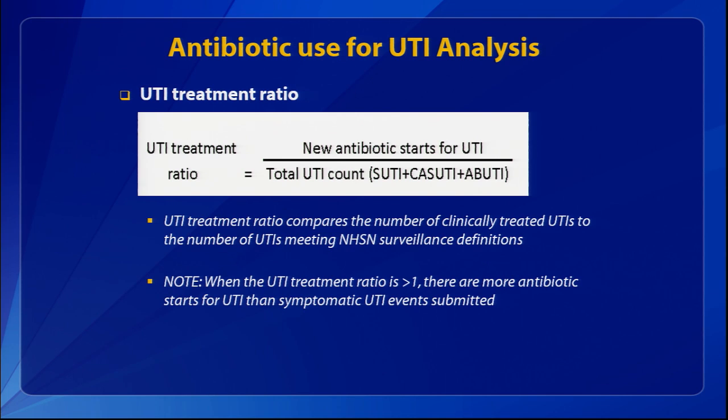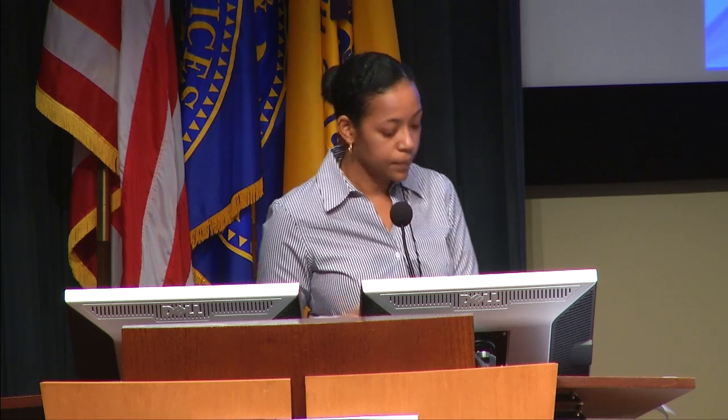And finally, the UTI treatment ratio. This compares the number of clinically treated UTIs to the number of UTIs meeting the NHSN surveillance definition. So if we think about this, when the treatment ratio is greater than 1, that means that more antibiotics were started for UTIs that did not meet the NHSN surveillance definition. And this would be important if you want to look at your antibiotic stewardship, how your facilities are actually using antibiotics for UTIs and if they're being used appropriately.